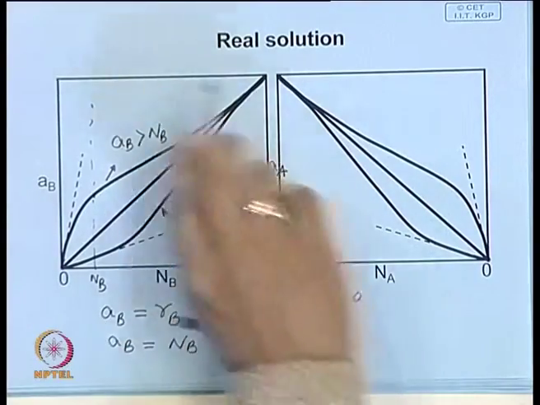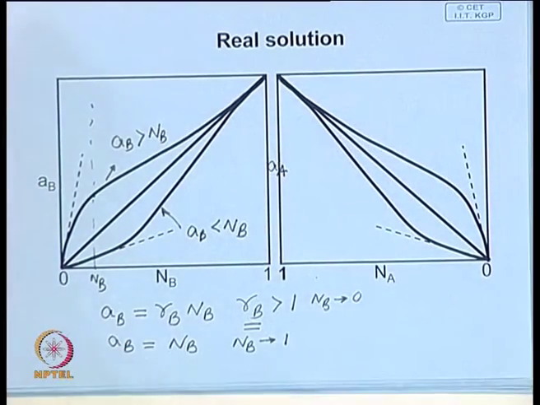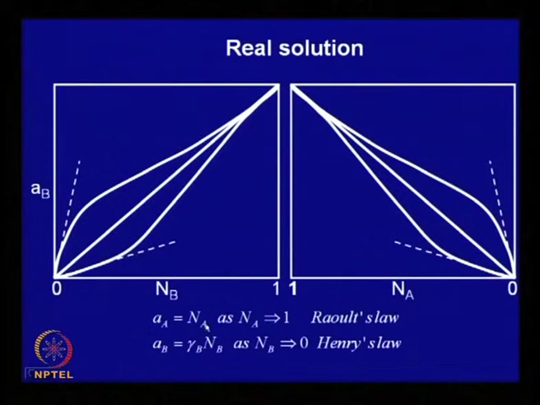So distinctly we can divide this zone into two parts. One where it follows ideal behavior, then we say that it follows Raoult's law, and in the dilute solution regime it follows Henry's law.